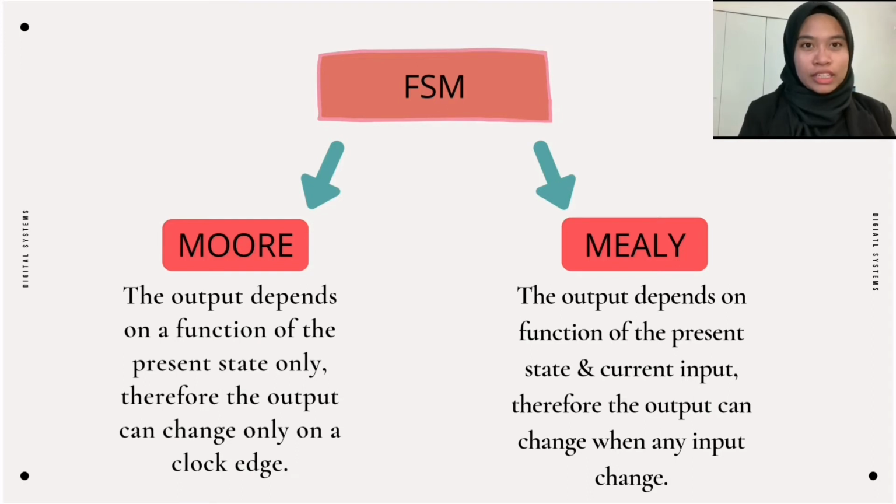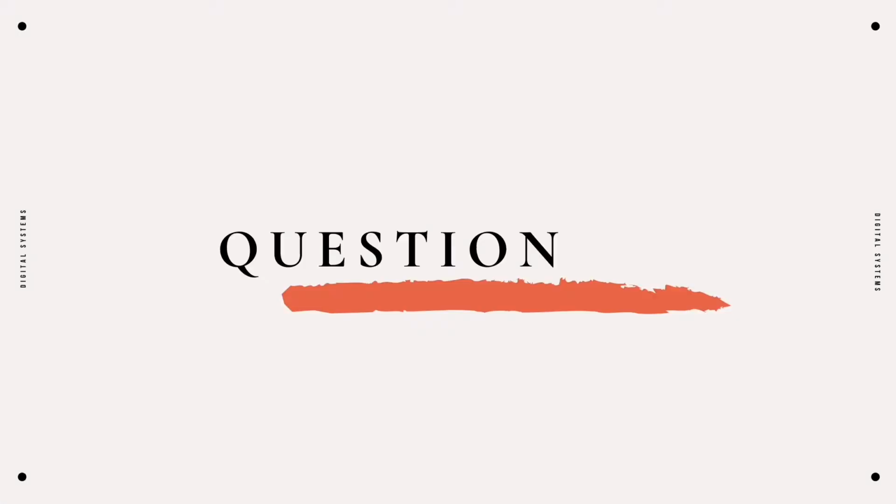There are two types of finite state machine. First, the Moore machine. In a Moore machine, the output depends on the function of the present state only. Therefore, the output can be changed only on a clock edge. Second, the Mealy machine. In a Mealy machine, the output depends on the function of the present state and the current input. Therefore, the output can be changed when the input changes.